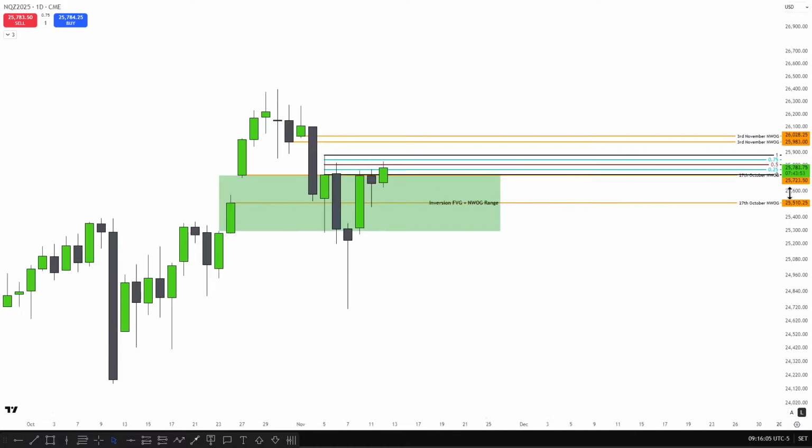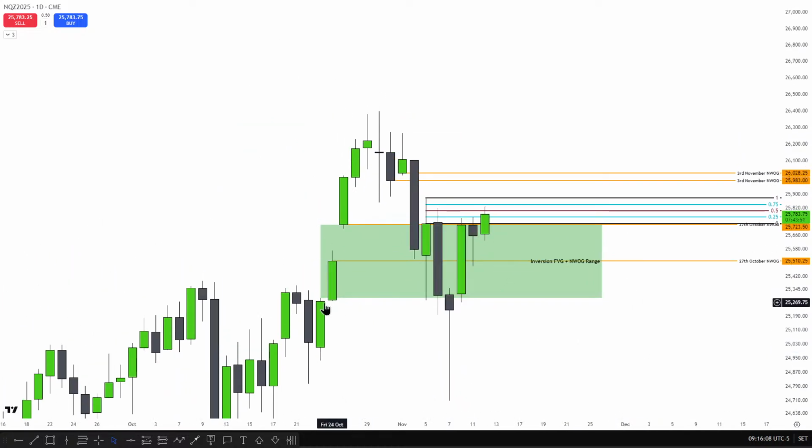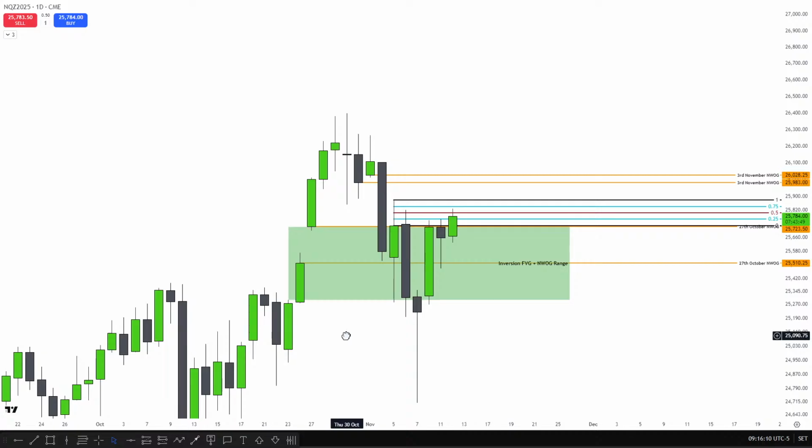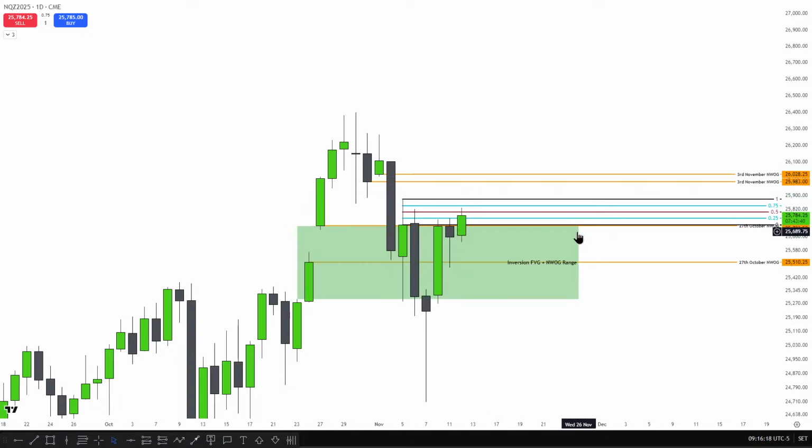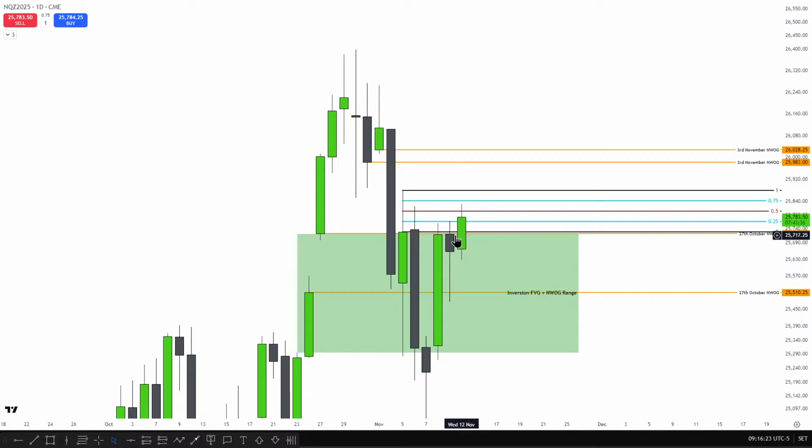Okay, bias, as mentioned in the weekly outlook, was to invert this gap and reclaim this gap, which we were on the verge of doing. I'm going to use this gap as a reference point for immediate rebalance. If we touch this, I'll be bullish. And I want to see us trade above this wick into this SIBI.